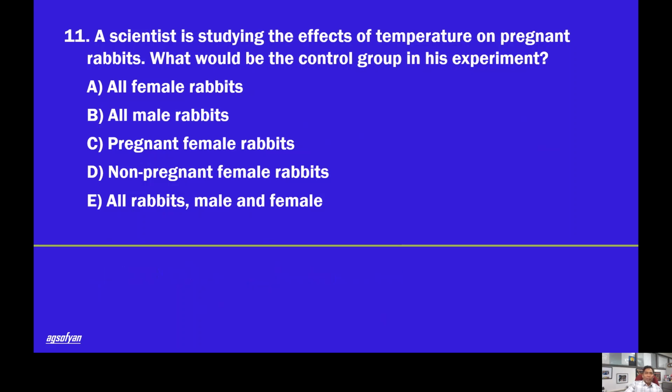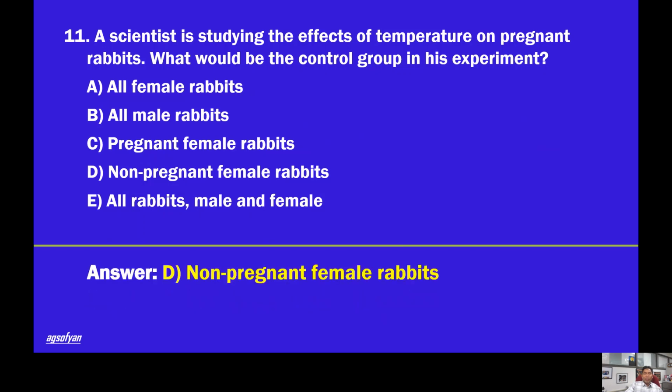Number 11. A scientist is studying the effects of temperature on pregnant rabbits. What would be the control group in this experiment? A. All female rabbits. B. All male rabbits. C. Pregnant female rabbits. D. Non-pregnant female rabbits. E. All rabbits, male and female. Choose your answer.